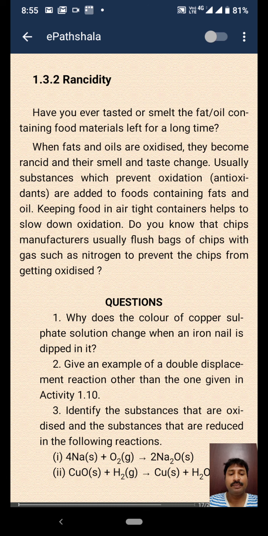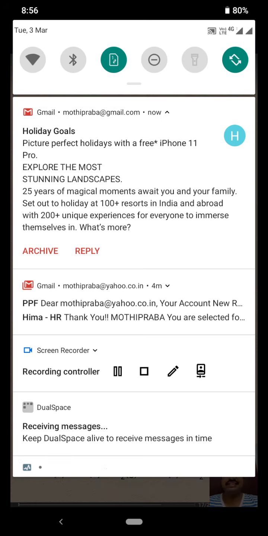See, especially in potato chips, why is it kept in a packet? For example, some of the companies provide chips packets which are filled with gas. Why is it filled? Nitrogen gas has been filled into it because nitrogen won't react with oil, so that it can be preserved for a long period of time. So these are the very important questions that will be asked in the examination.